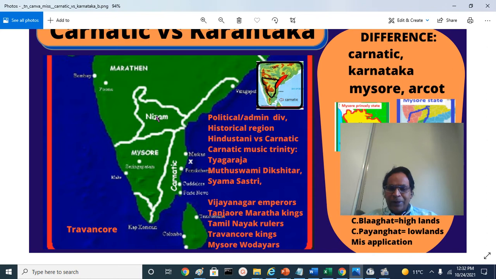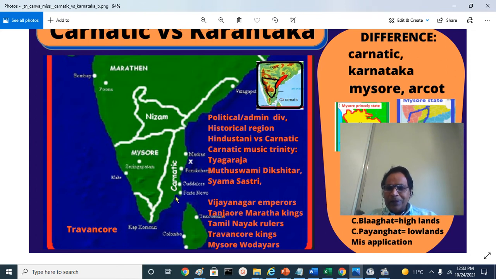Hyderabad is 550 meters above mean sea level. We have lots of valleys, Godavari Valley and so on. So the Balaghat region is the upland region, and the Payanghat region is the lowland region. That was historically called Cholamandal. When the British colonized it after the Carnatic wars and the collapse of the Mughal Empire, they called the region Coromandel. That is the corrupt form of Cholamandal.